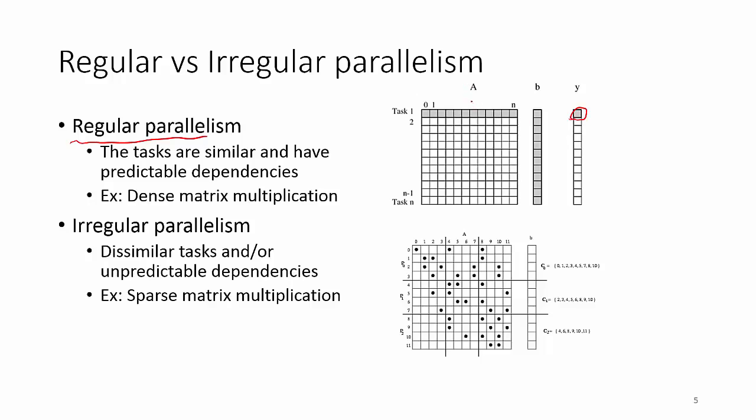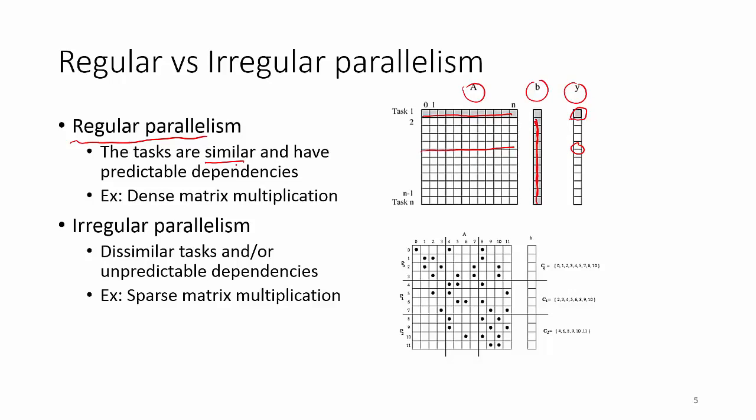This is not really matrix multiplication, it's a matrix-vector multiplication. You have the matrix A times the vector B, and it produces a vector Y. The task for one element of vector Y is to take a row of the matrix and the whole vector B, element-wise multiply the elements, and then sum it all up to produce the Y value. Any element here has the same behavior. So the tasks are similar, even equal in this case. They have predictable dependencies, exactly the same thing.